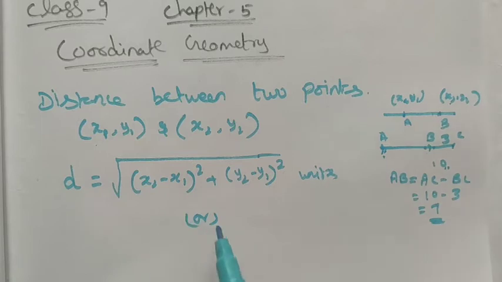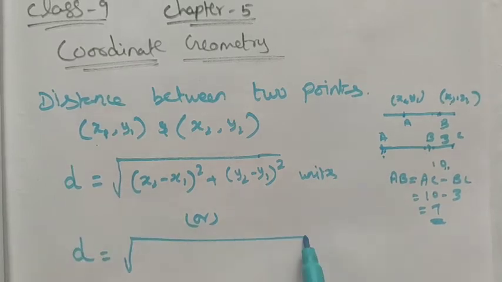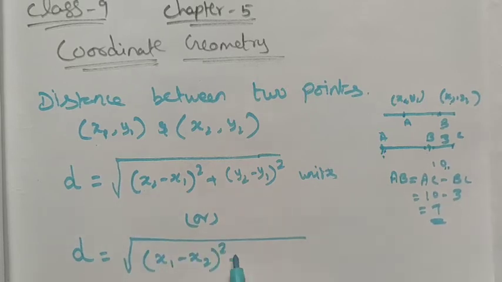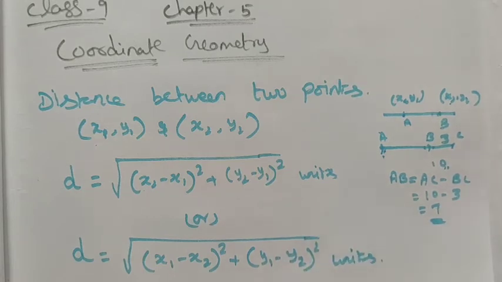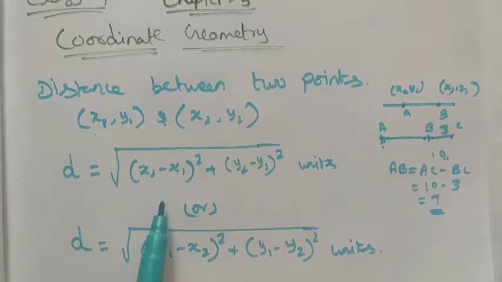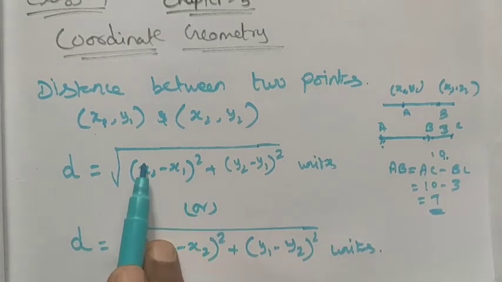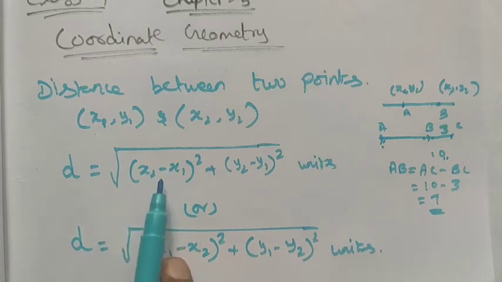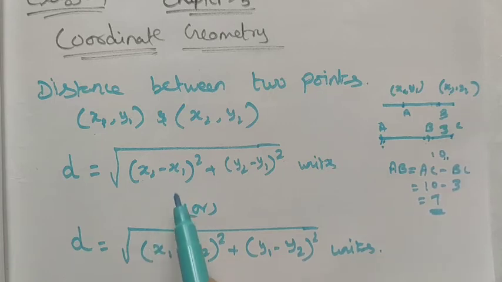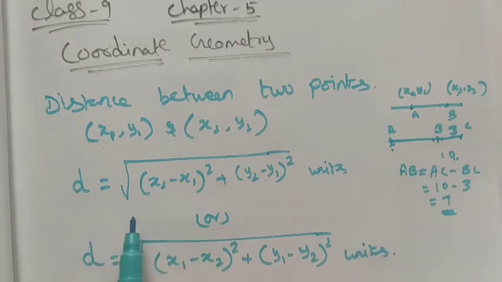Or the same formula can be written like this also, that is root of x1 minus x2 whole square plus y1 minus y2 whole square. We also get the same value. How and why? Because of squaring these terms, there is no negative value. So in this condition we get the same answer when applying these two different methods. So the distance between the two points is D equal to root of x2 minus x1 whole square plus y2 minus y1 whole square units.